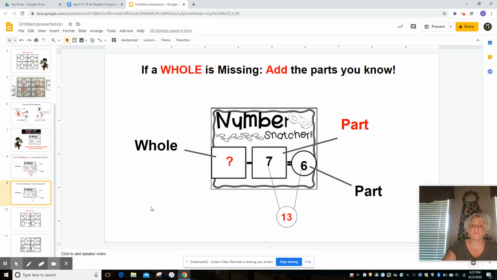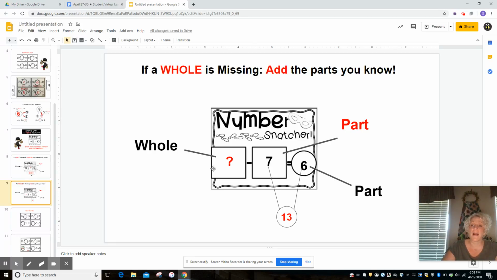Let's take a look at another subtraction problem. Here it says something minus 7 equals 6. We don't know what they started with. We don't know the whole. We know the part they took away, and we know the part that was left. If I know both parts, then all I have to do is add those two parts together. So I know 6 and 6 is 12, plus one more. So 7 plus 6 is 13. My missing whole is 13.